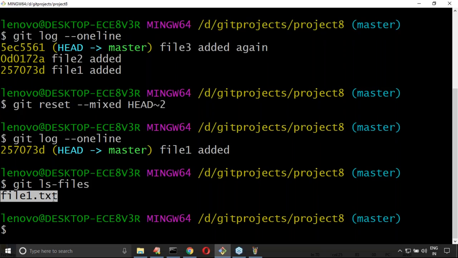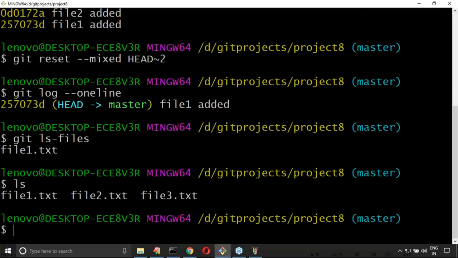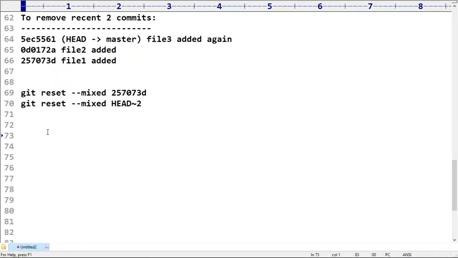Now my question is, if I ask in the working directory, how many files are there? Please respond. 3 files are there. Yes, perfect. As per our discussion, everything is working, right? So if you want to discard the commits, this is how you can do that. This is what you people should be aware of.